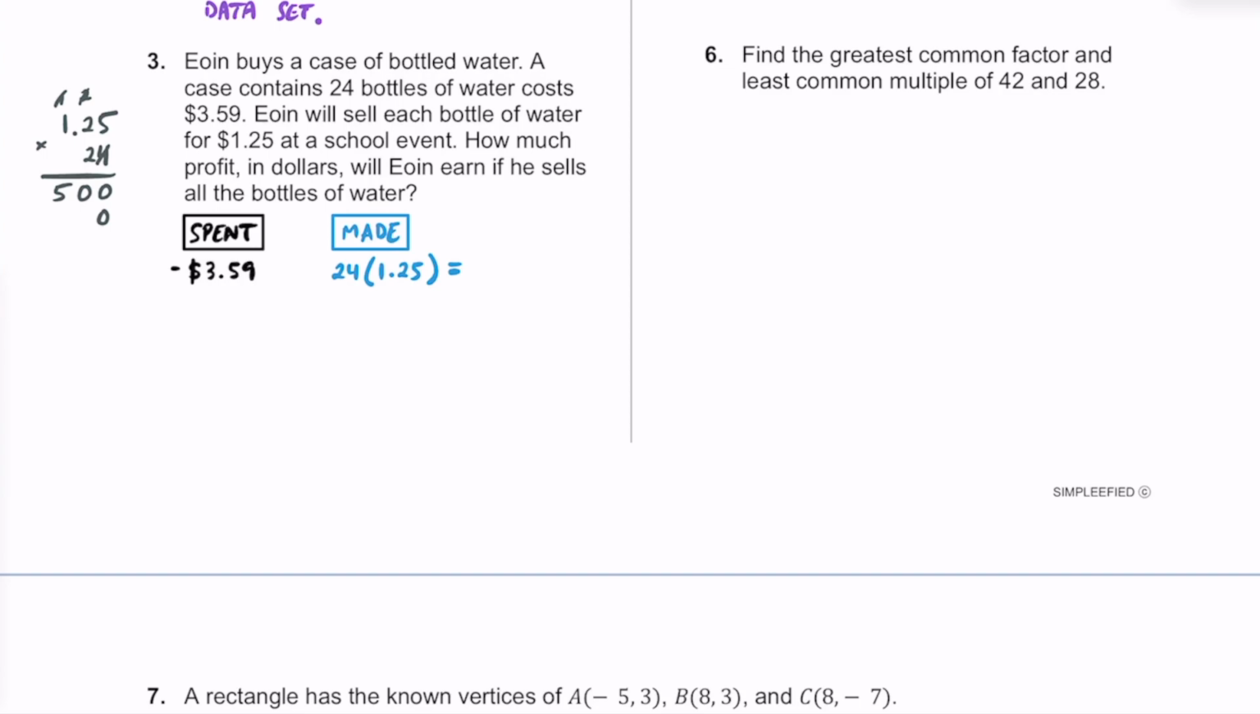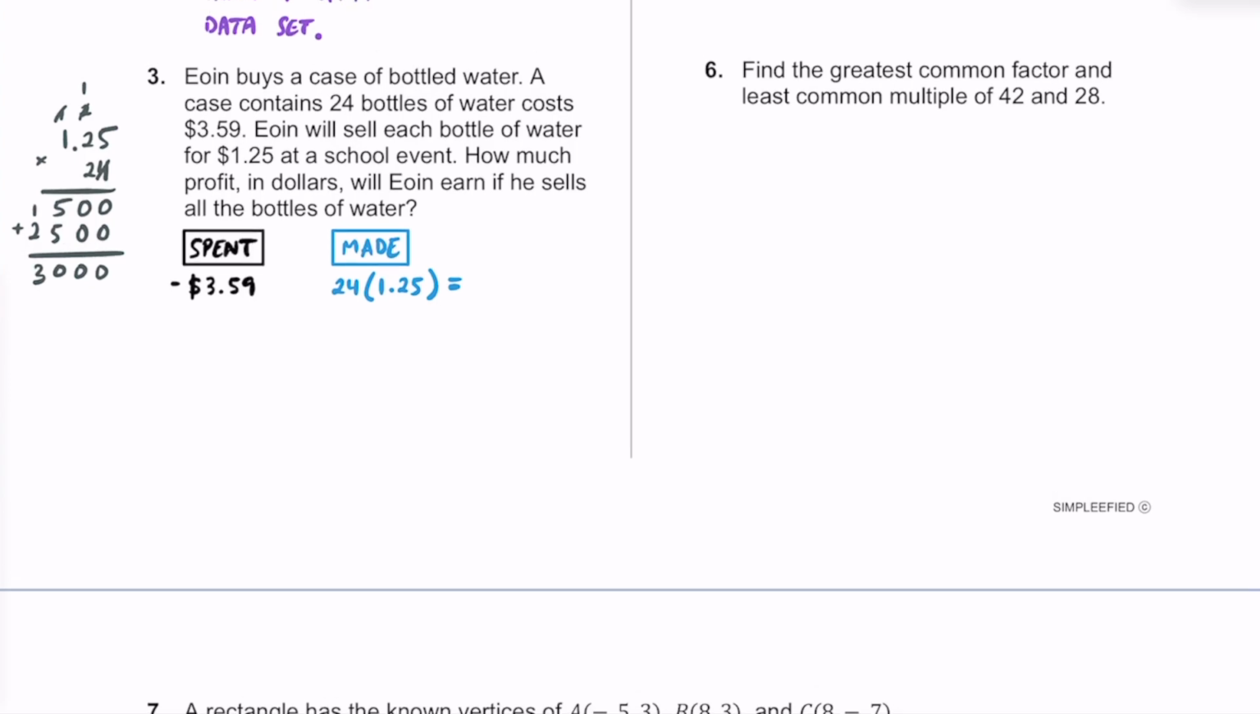We're done with the 1 and the 2 and the 4. 2 times 5 is going to be 10, carry the 1. 2 times 2 is 4 plus 1, that's going to be 5. And then 2 times 1 is going to be 2. So if we add this all together, we're going to get 0, 0, 0, 1, and a 3. And it looks like we're going to have 2 decimal places here, so that's going to be $30. So Owen must have made $30 from selling all the water bottles.